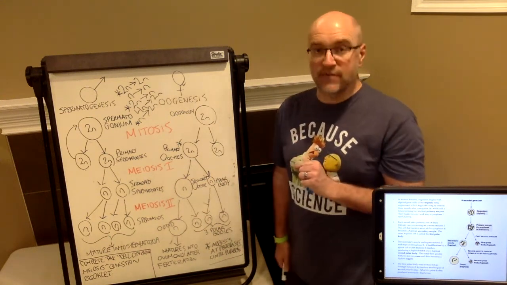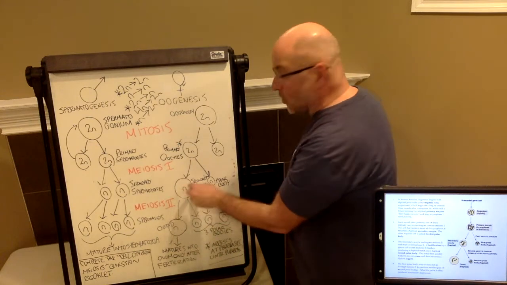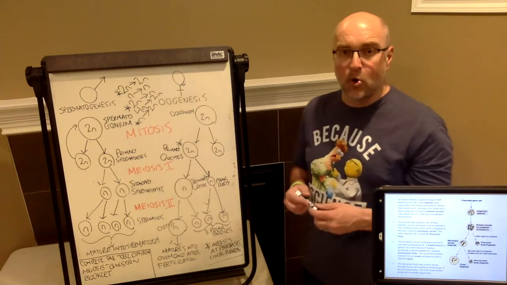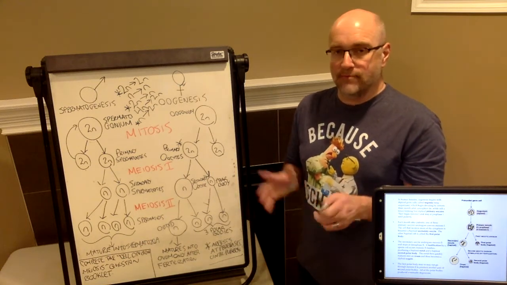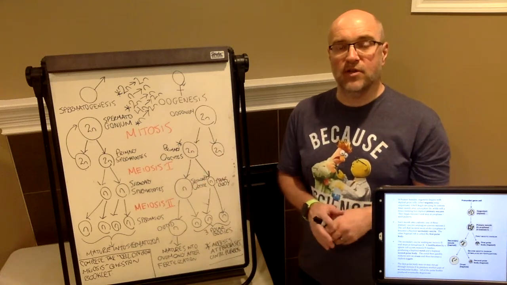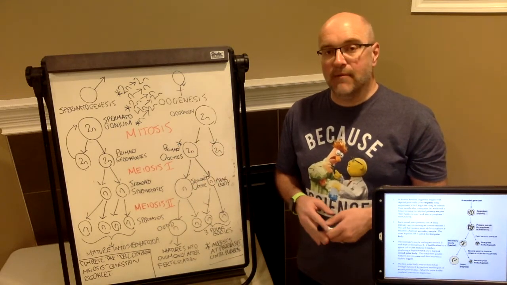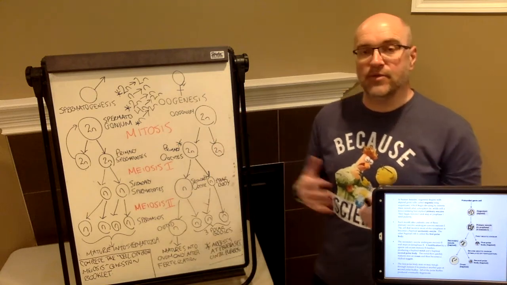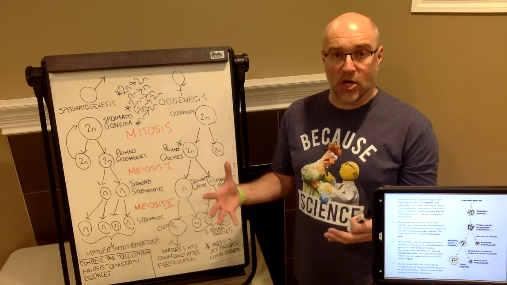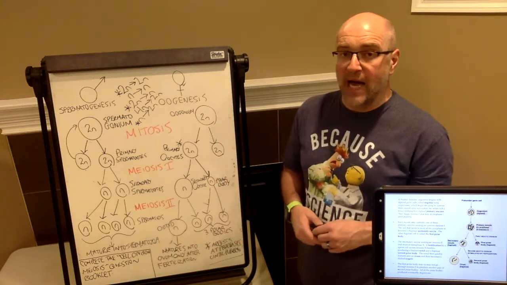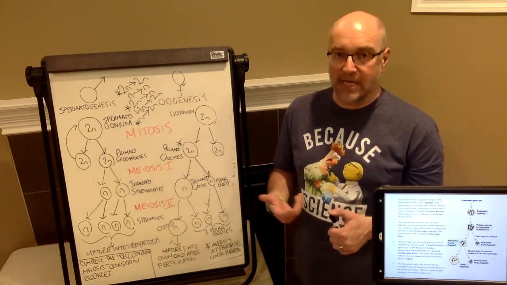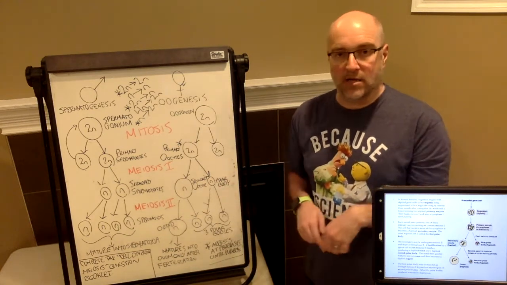However, it's an uneven division. The one cell becomes a secondary oocyte. The other side becomes this sort of remnant polar body. It's an uneven division. We're trying to give most of the cytoplasm, the extra material around the nucleus, to the egg as much as possible, because the egg is actually quite a large cell, so it's going to unevenly divide. Genetic material is going to be evenly divided, but everything else will be unevenly divided: cytoplasm, organelles, all that good stuff.